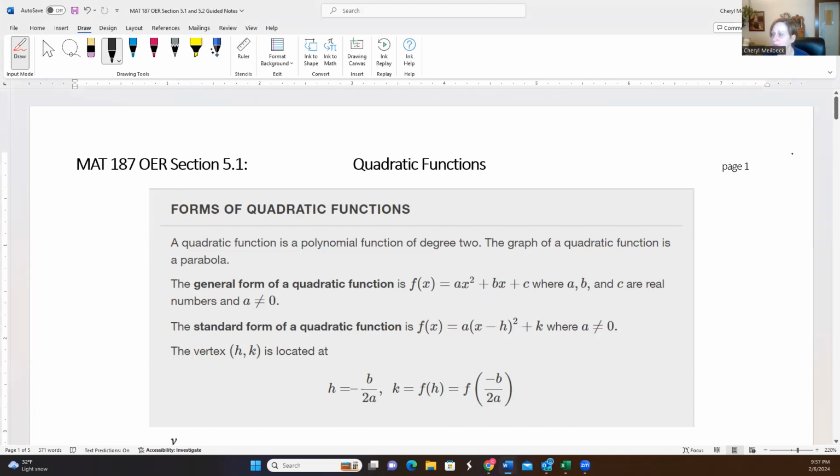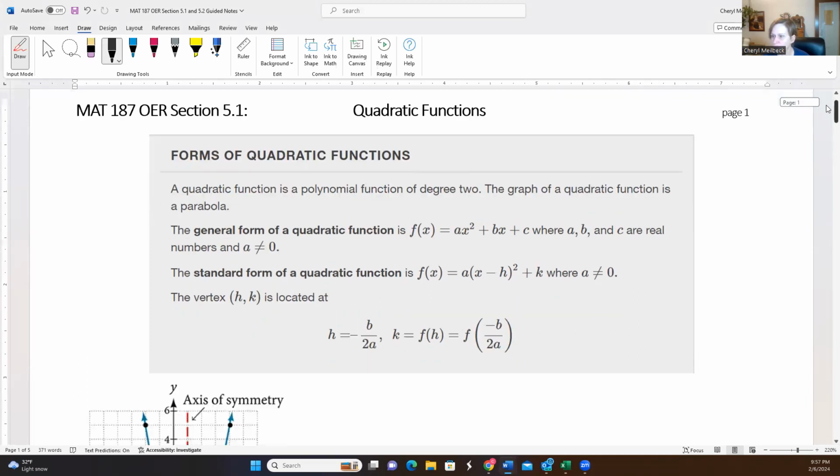So there are several forms of a quadratic function that we'll start with. But first, let's do the definition. A quadratic function is a polynomial function of degree 2. The graph of the quadratic function is a parabola.